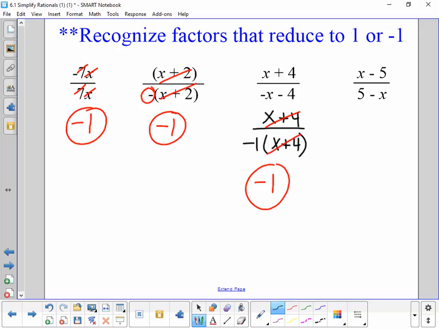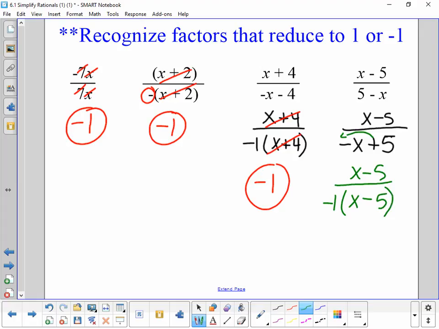In this case, our numerator is x minus 5. If I put my denominator in a more standard form, it would be a negative x plus 5. And I could, let's see, I'll write my numerator again. I could factor out a negative 1 to get a positive x. And if I factor a negative out of this, it would be a minus 5. And now you can see that it reduces to negative 1. So it's useful to be able to notice when things might reduce to negative 1.